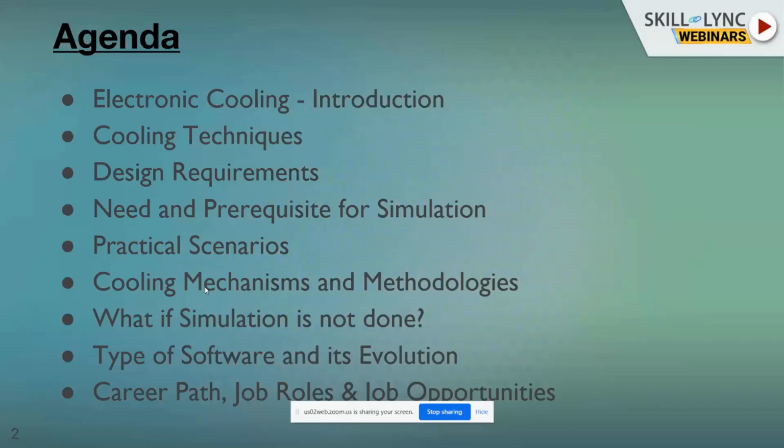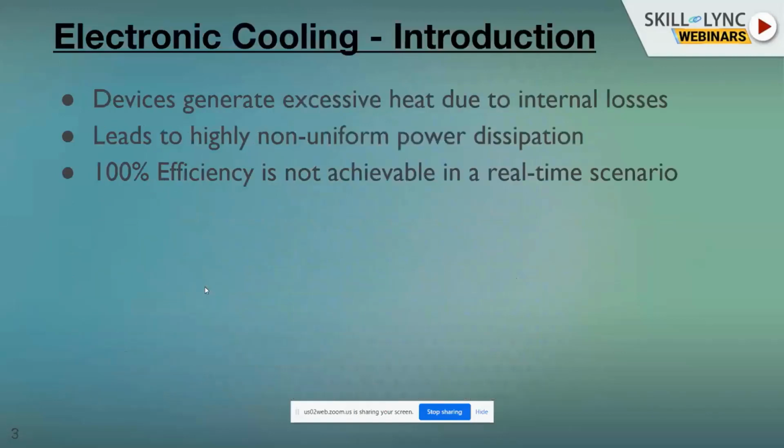Okay, awesome. Thank you. So, electronic cooling introduction. Generally, all electronic devices generate excessive heat due to internal losses. Everyone comes across electronic devices in home appliances or industrial applications. You cannot touch the surface of an electronic device while it is running. You might have experienced that kind of scenario in your real-life practical experience.